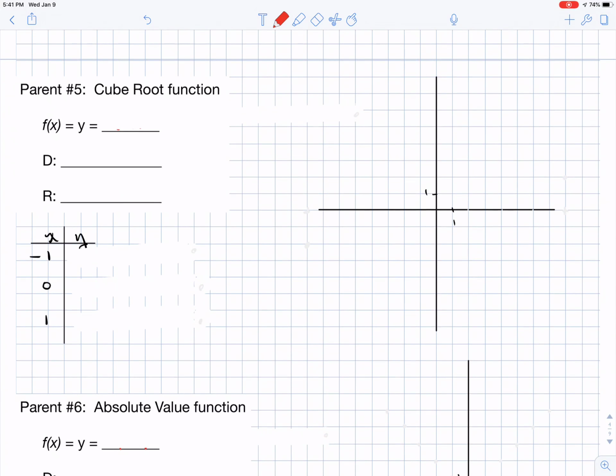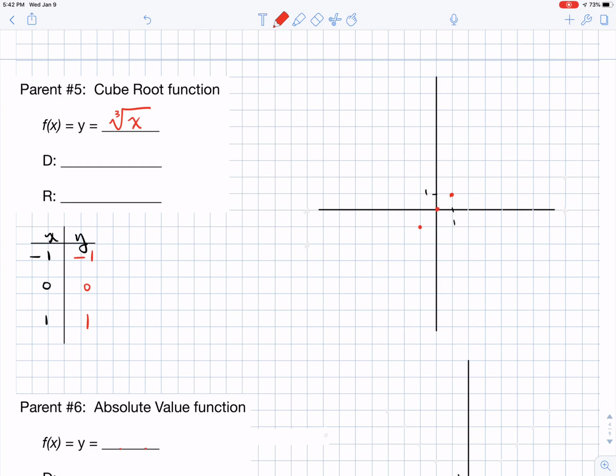Then number 5, we have the cube root function. And so the cube root of -1 is -1. The cube root of 0 is 0, and the cube root of 1 is +1. So as we plot these, once again, I have those same 3 coordinates that I had in the identity function and the cubing function.